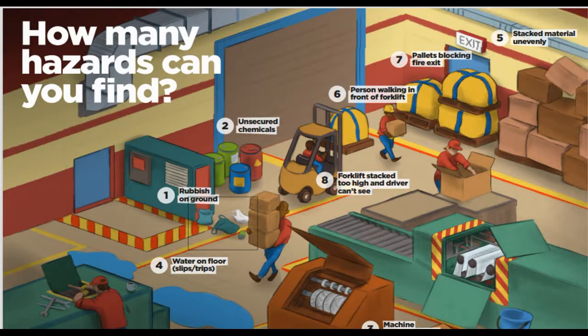Okay. And then the pallet blocking the fire exit. Another example: a fire exit must not be blocked by any item. And then the forklift stack is too high and the driver cannot see. This makes the driver unable to see the person in front of him.